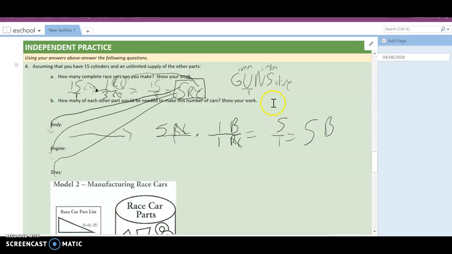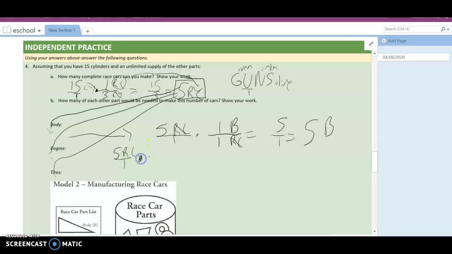That was kind of an intuitive one too, right? That one was pretty easy. All right, let's do engines. Remember, the only thing we know so far is that I have 5 full race cars. I'm going to do the same thing. 5 race cars over 1.